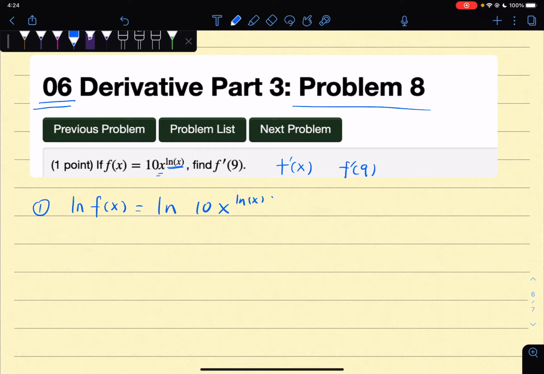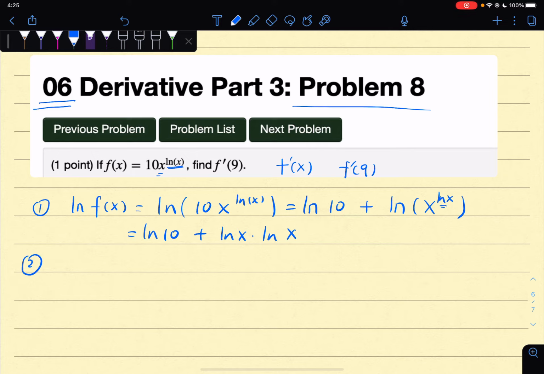You should be a little bit careful with your structure. Be very aware of the fact that this only applies to x. It has nothing to do with the 10. So one thing, it's a multiplication. So it's ln of 10 added to ln of x to the ln of x. And then I can throw the exponent out, so it's ln of 10 plus ln of x times ln of x.